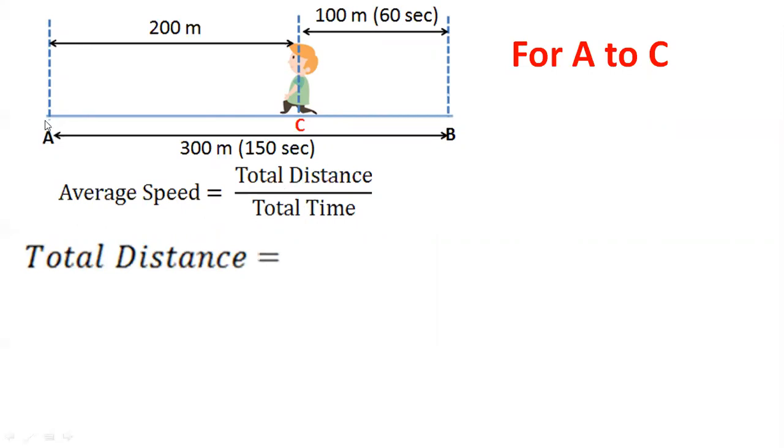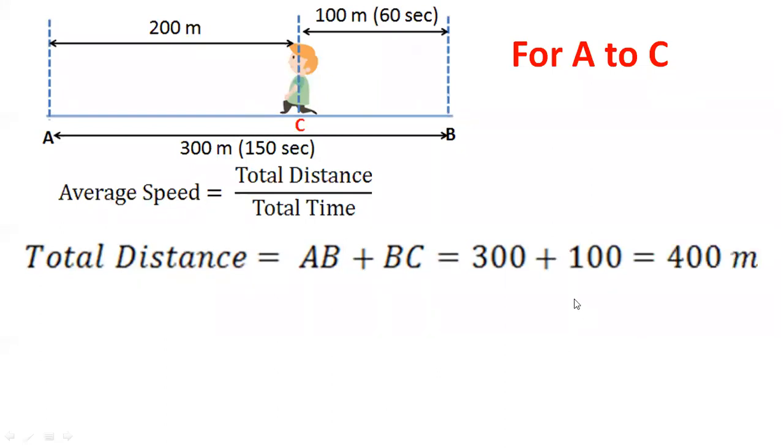First, that person has traveled from A to B and then B to C. So total distance would be AB plus BC. Why? Because that person has traveled from A to B, then B to C. So AB plus BC. What is AB? 300. What is BC? BC, this length, 100 meter. So we can just add it, 300 plus 100, right? So that will become how much? 400. So 300 plus 100 is 400 meter.